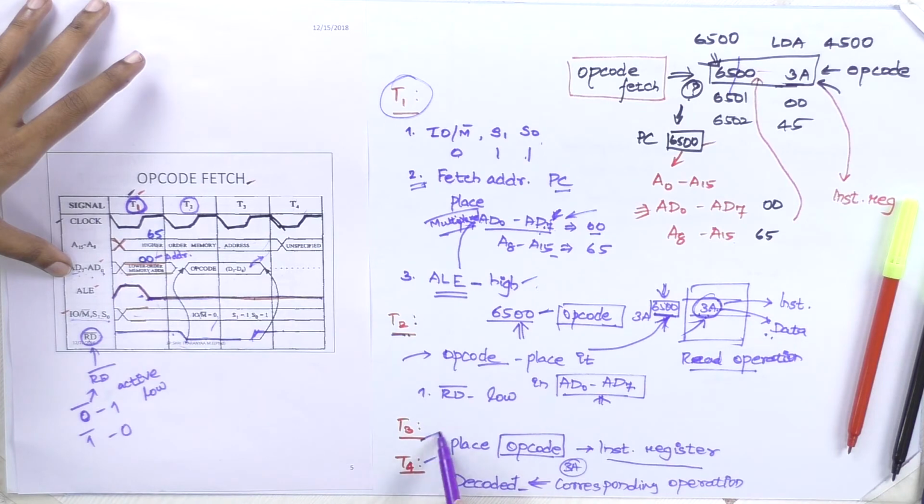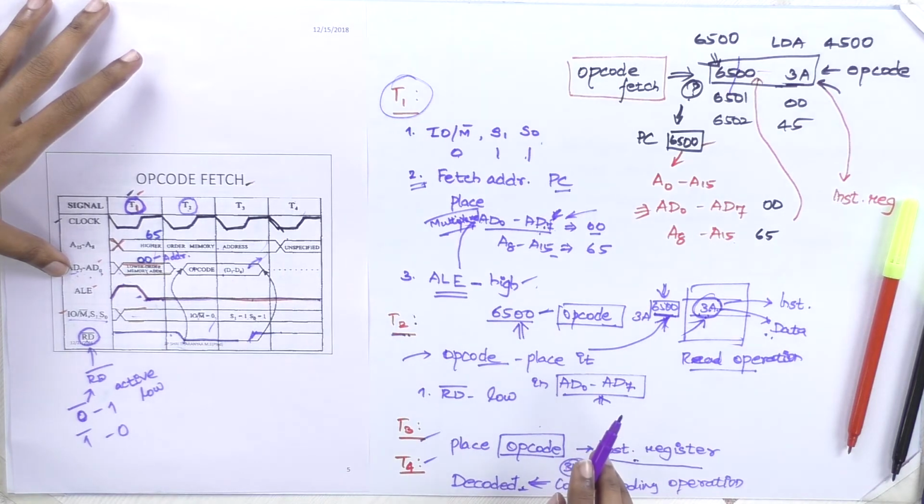So at T state 3, what will happen? The value that is placed in the data bus will be placed in the instruction register. So at T4 state, that value in the instruction register will be decoded, which means that the corresponding operation of the opcode will be decided. Fine. So this is the opcode fetch.